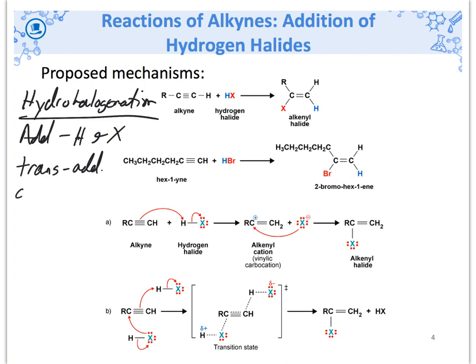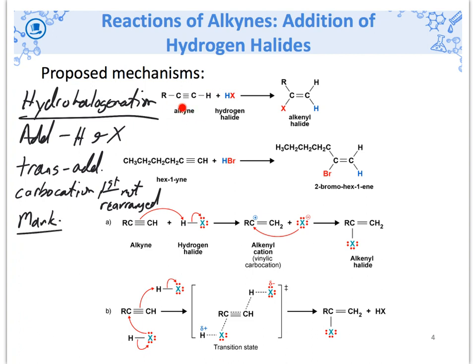We are going to form a carbocation in the first step, and we don't get a rearrangement. We do get trans addition, and it's a Markovnikov type product. So let's look at this mechanism now.